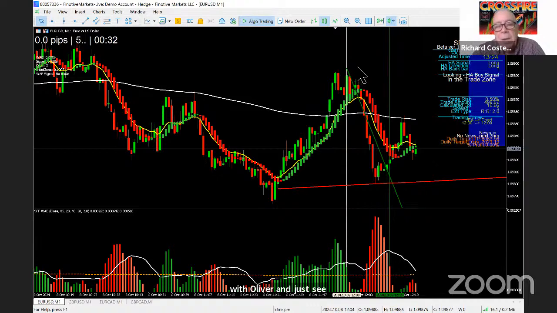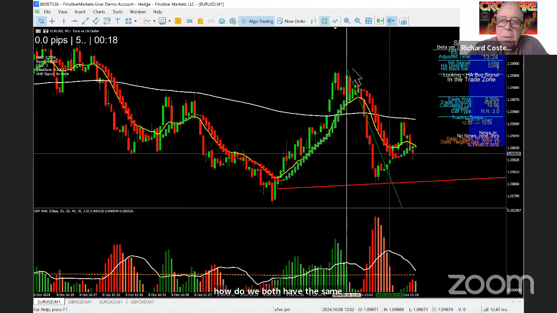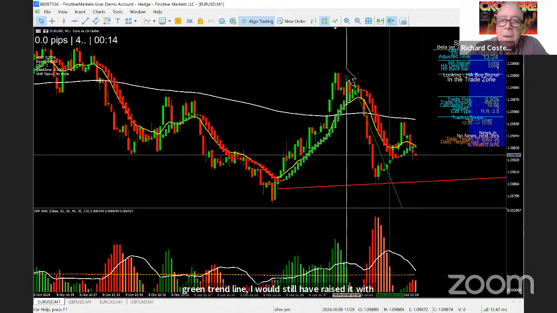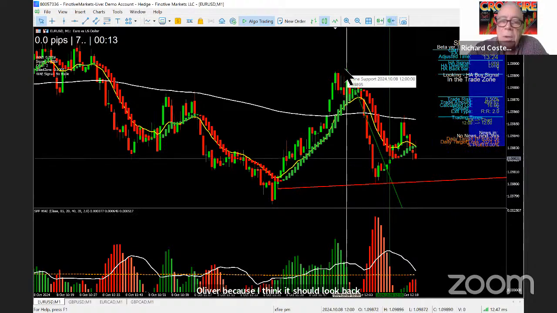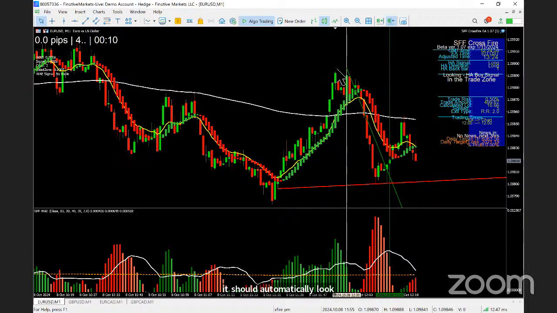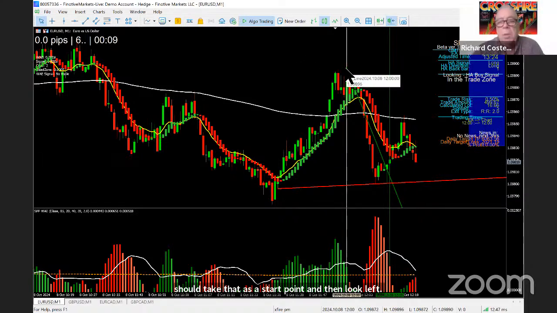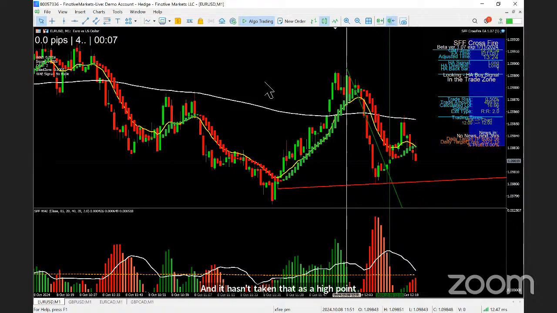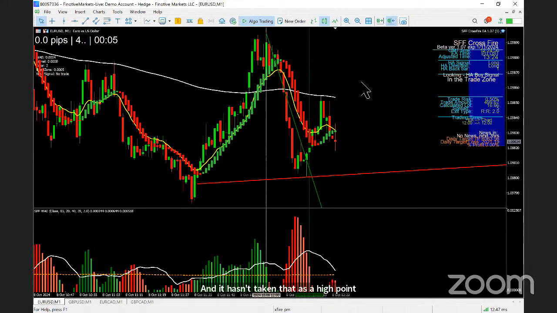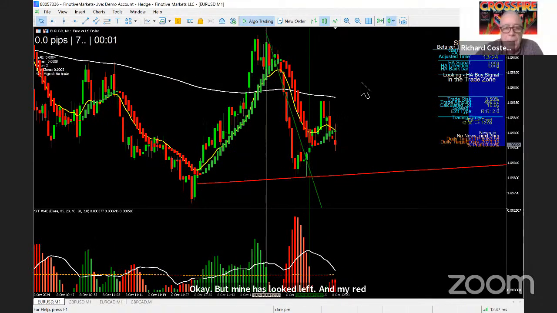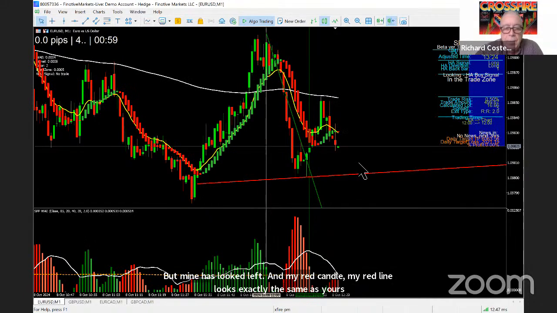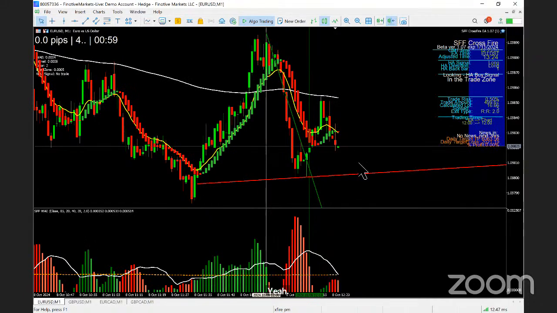But had we both had the same green trend line, I would still have raised it with Oliver, because I think it should look back. It should automatically take that as a start point and then look left for a high one, and it hasn't. It's taken that as a high point. But mine has looked left, and my red line looks exactly the same as yours. But my green one starts way to the left of the red one, so it's gone much further back.